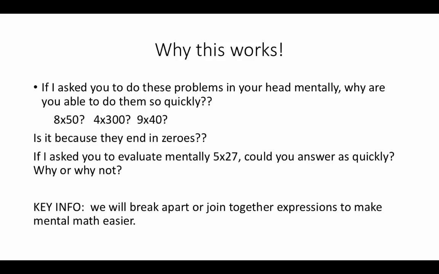So let's see how this works. If I asked you to do these problems in your head mentally, why are you able to do them so quickly? So 8 times 50, 4 times 300, 9 times 40. Did you get those? It's because they end in zeros. So we know that we can take the zero off, multiply the non-zero numbers, put the zeros back on, and we have it. So if I asked you to evaluate mentally 5 times 27, could you answer as quickly? You probably could not. So the key information is we're breaking apart or we're joining together expressions to make mental math easier.